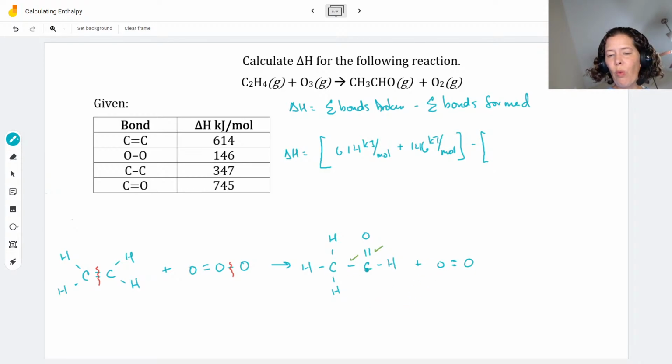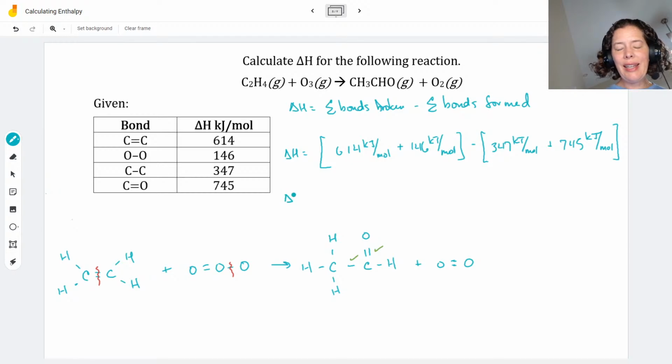We formed 1 carbon-carbon single bond. So here's my single bond. That is 347 kilojoules per mole. And our other bond formed is our carbon-oxygen double bond. So that is 745 kilojoules per mole. All right, so again, this one maybe is easier to not simplify in the brackets, but it doesn't hurt to simplify in the brackets.